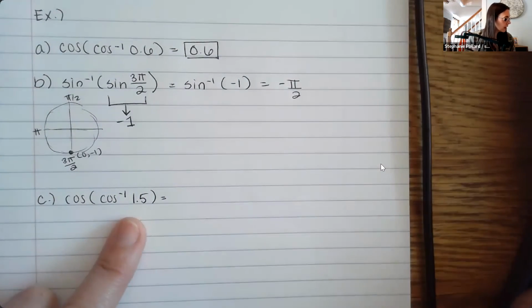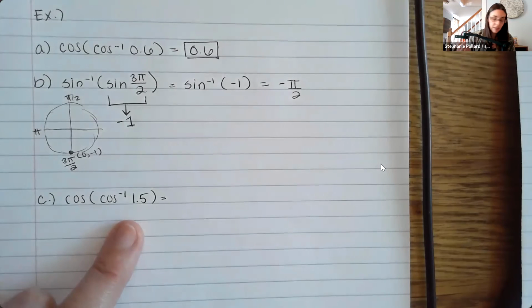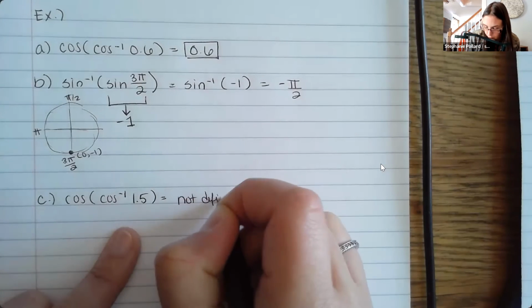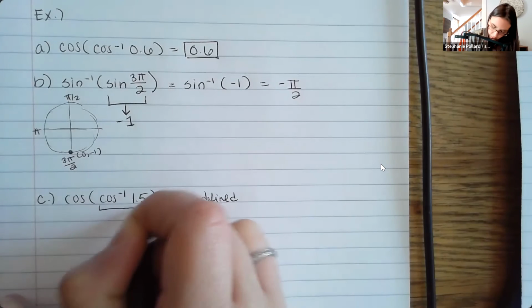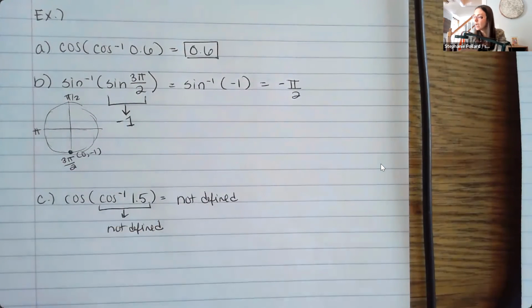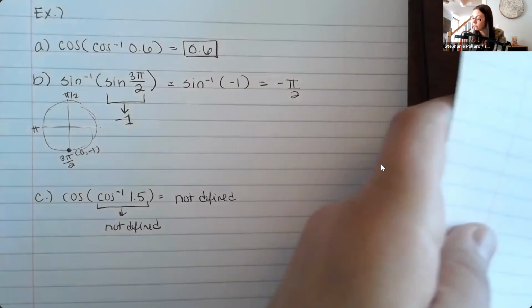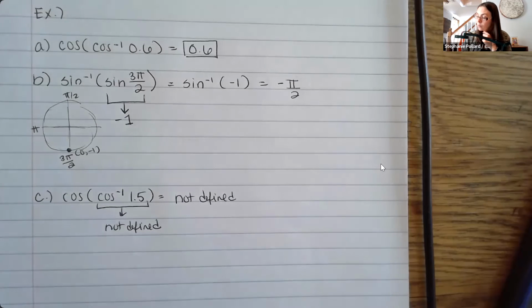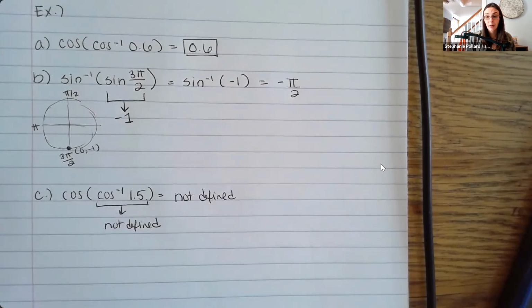So this value here really doesn't exist. It's not defined. And that's because this is not defined. So it is definitely outside that range there. Or that 1.5 is outside the domain of the inverse cosine function, which is outside the range of the cosine function, right? That 1 to -1. So this one here, we actually cannot do at all.